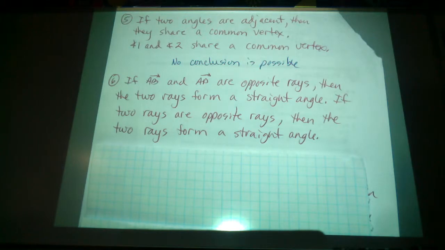What should you be thinking? They share a common side. So now if that had been what they had said, they share a common side, angle 1 and 2 share a common side, well, your conclusion could be that they're adjacent, but it still isn't the proper use of law of detachment because they didn't mirror it correctly. Doesn't mean you don't have a correct statement, but we like to mirror stuff in our geometric proofs.